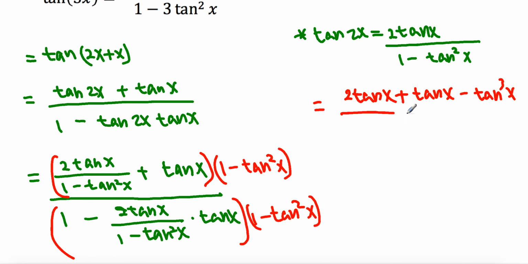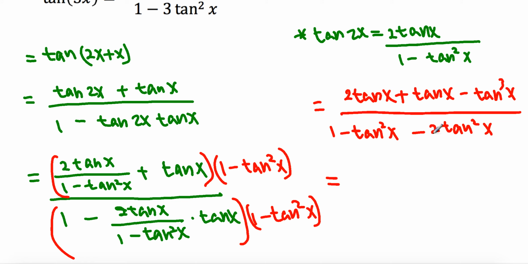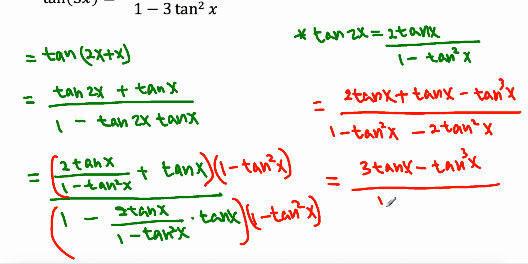Now, on the denominator, this factor multiplied to 1, so here we get 1 minus tangent square of x, and this cancels out with the bottom one, and then minus 2 tangent square of x. So when I now combine the like terms, we end up getting 3 tangent of x minus tangent cube of x, and I can combine these two terms, so we get 1 minus 3 tangent square of x. That becomes our final answer.